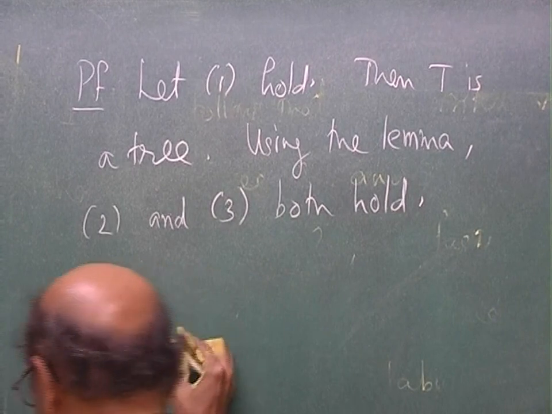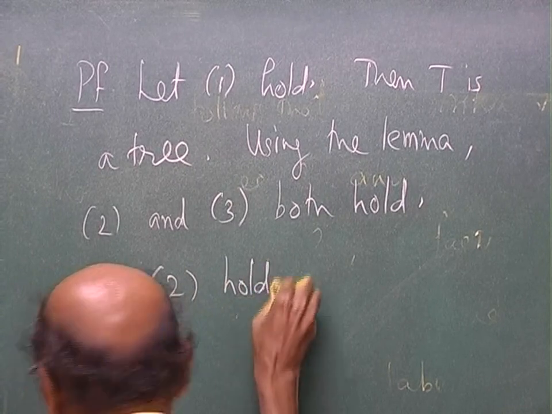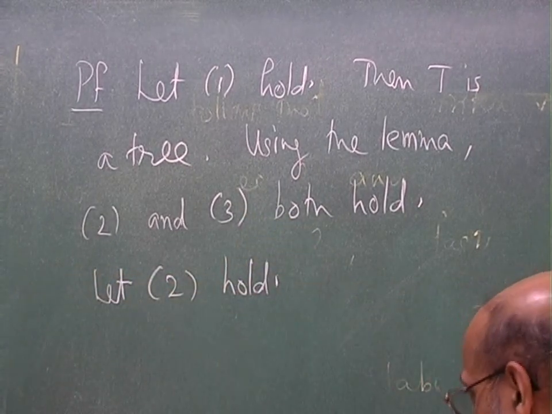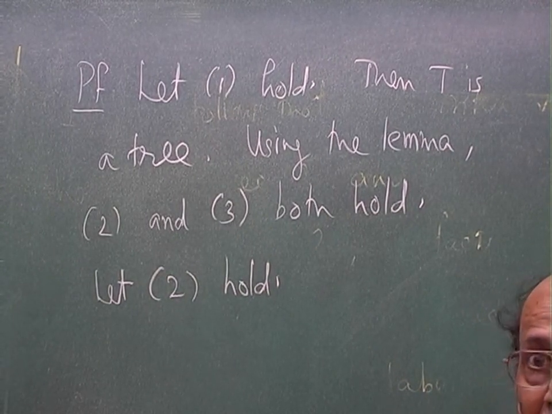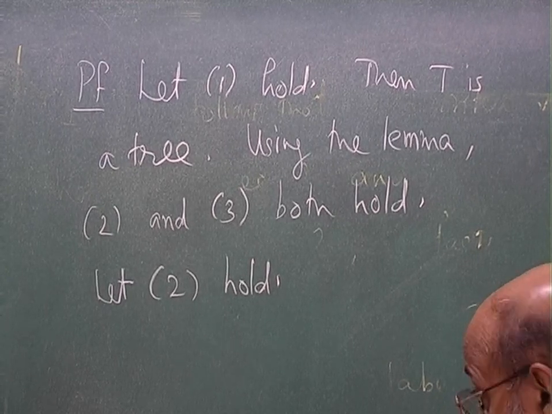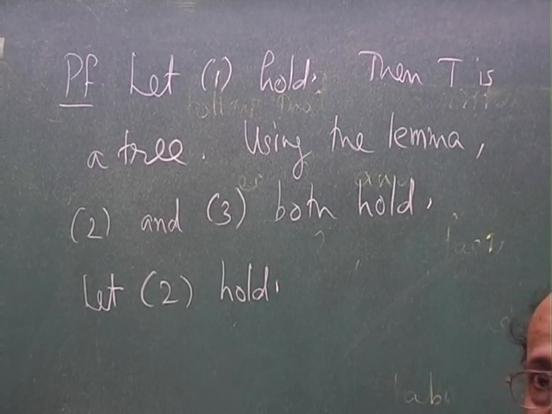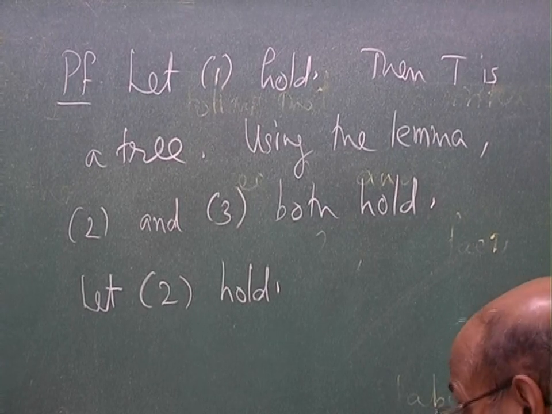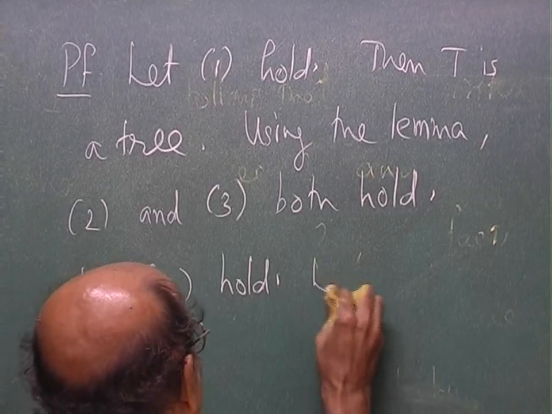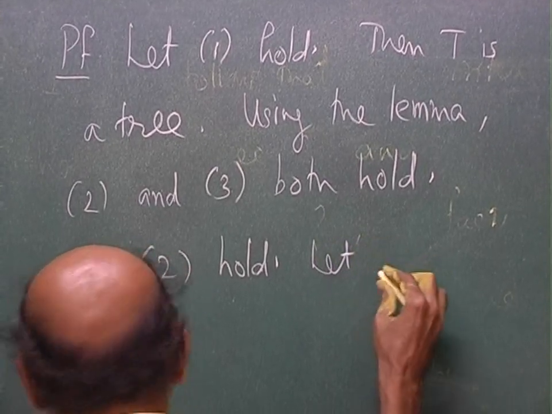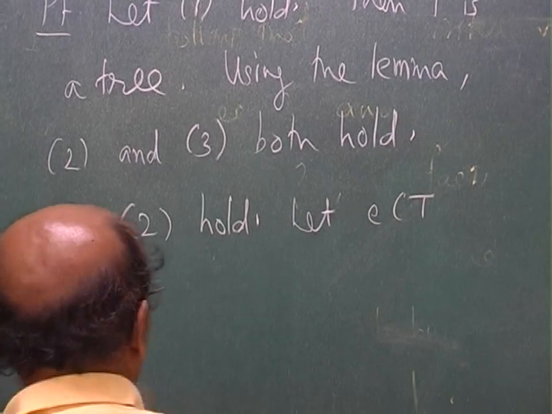Let 2 hold. So now let's see what is given to me. I have a connected graph on n vertices and n minus 1 edges. What prevents it from becoming a tree? What will make it a tree? It should not have cycles. Alright, so suppose it does have cycles. We are given that you have n minus 1 edges.